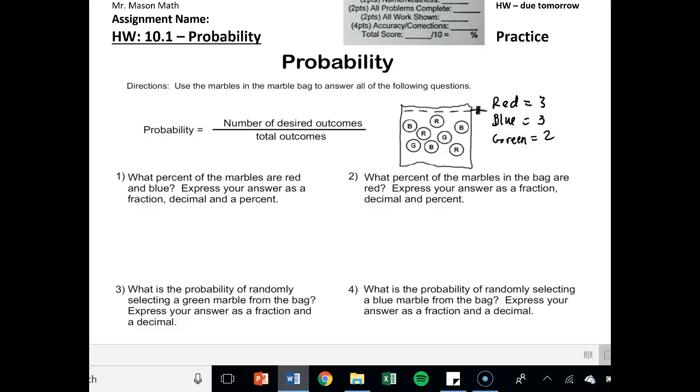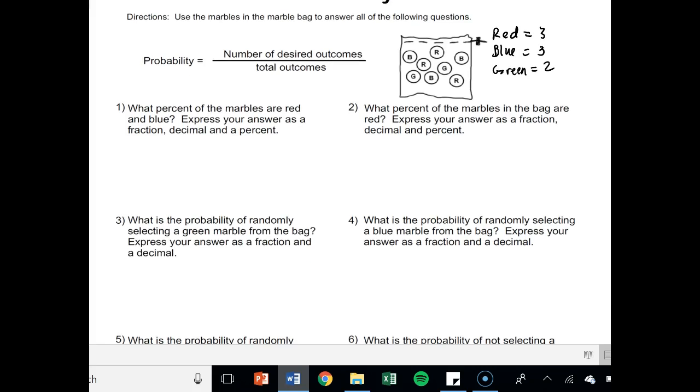So for number 1, it says what percent of marbles are red and blue? Express your answer as a fraction, decimal, percent. So basically what you want is your desired, which is your red and your blue, over your total. Red and blue is 3 and 3, which is 6 over 8, which simplifies to 3/4. 3/4 as a decimal is 0.75. As a percent is 75%. So make sure that you check off that you've done fraction, decimal, and percent. Some questions will ask you for all 3, some will ask you for 2, some will ask you for just 1. Make sure you check off.